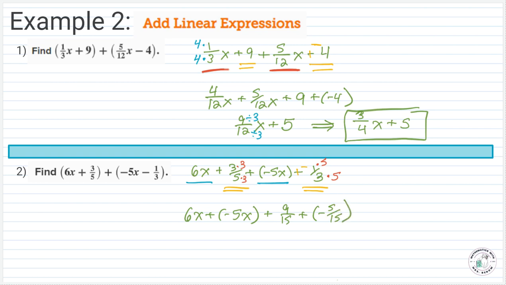And then combining our like terms, 6x plus negative 5x is just 1x. Again, you don't need to write the 1 in front of it, so just x, plus the 9/15 plus a negative 5/15. We're going to subtract those since they're different signs and get 4/15. And that is my final answer for the second one.